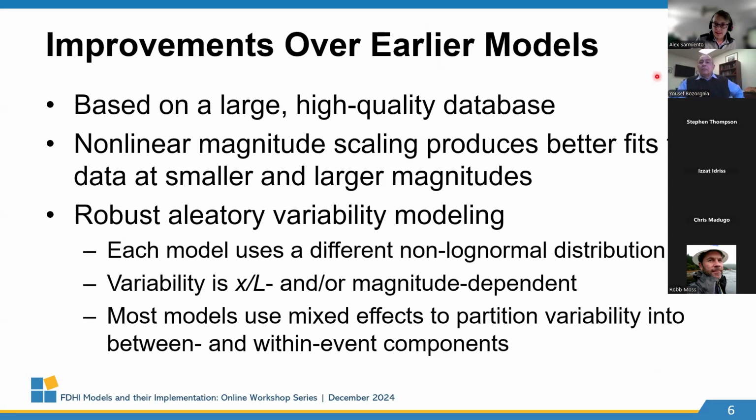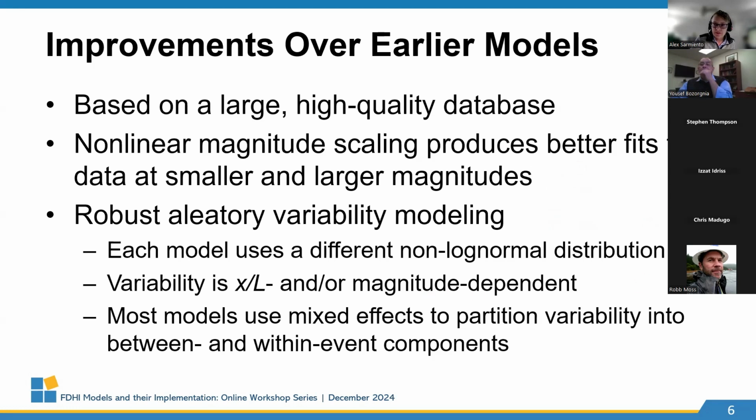So some of the key improvements over the earlier models include the use of a much larger database. We heard on Wednesday that depending on the model and the style of faulting, many of the new models use a nonlinear magnitude scaling, and we find that that gives us much better fits at the magnitude extremes, the smaller and larger magnitudes. And the aleatory variability modeling effort in these new models really is pretty sophisticated and in line with what you would expect from modern models these days.